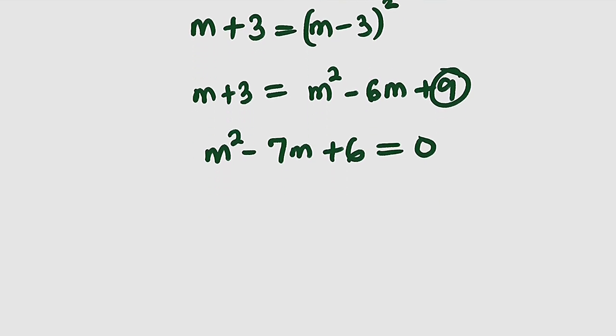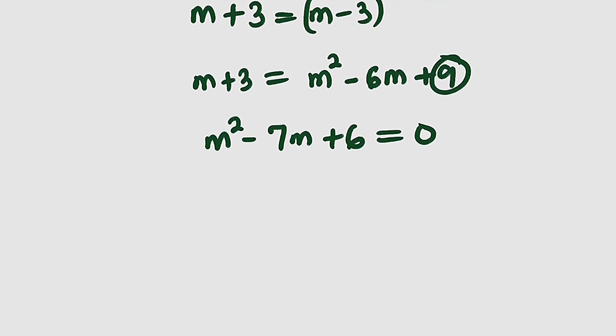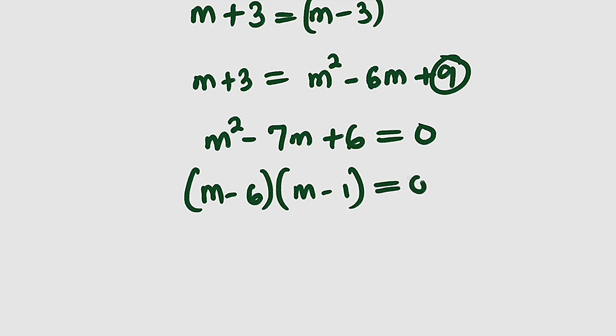This is a quadratic equation that can be factorized. Two numbers that can be multiplied to get 6, but when you add them together, you get negative 7. They are negative 1 and negative 6. So m minus 6, m minus 1. These are the numbers, right? Because negative 6 times negative 1 is positive 6, and negative 6 plus negative 1 is negative 7. If you solve this, you have m either equal to 6 or m equal to positive 1.